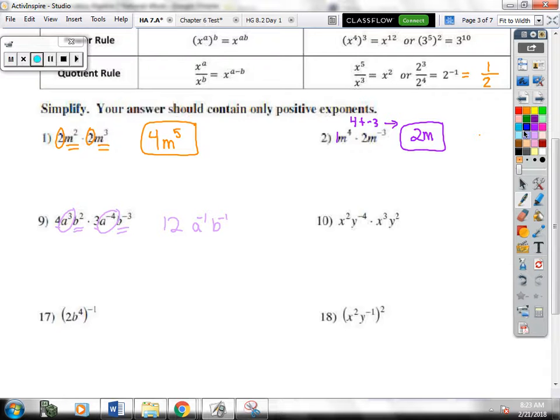Last thing we have to do is anytime we have negative exponents, we have to move them to the denominator. Once they get down there, they become positive. So 12 would stay up top because 12 does not have a negative exponent. A does and B does, so those would go to the denominator, technically positive 1 power, but you don't need to write them.